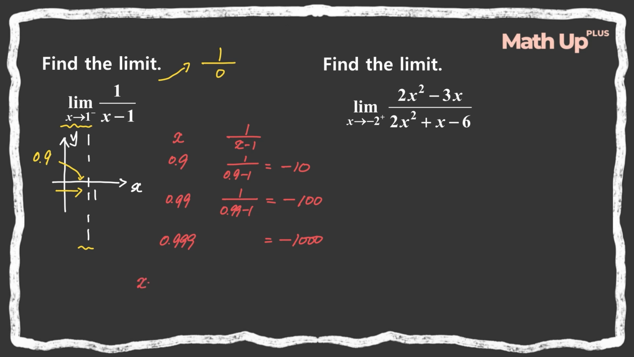So as x approaches 1 from left-hand side, the function 1 over x minus 1 approaches negative infinity. Does that make sense? So the limit as x approaches 1 from left-hand side of 1 over x minus 1 is negative infinity.